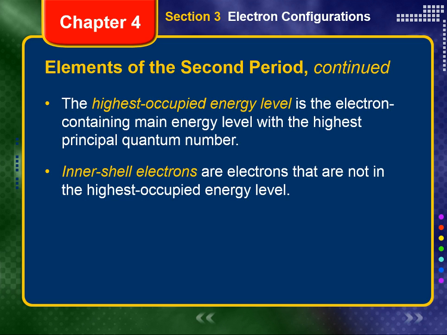The highest occupied level is the electron-containing main energy level with the highest principal quantum number. The 2 electrons in the 1s sublevel of lithium are no longer in the outermost energy level. They have become inner shell electrons, which are electrons that are not in the highest occupied energy level.